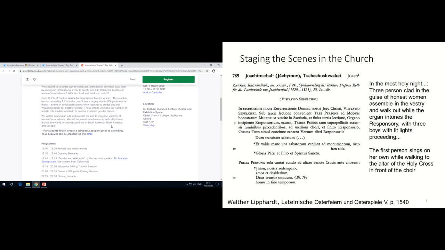And eundo, while they are walking, ad altare sancte crucis. So they walk to the altar of the Holy Cross.